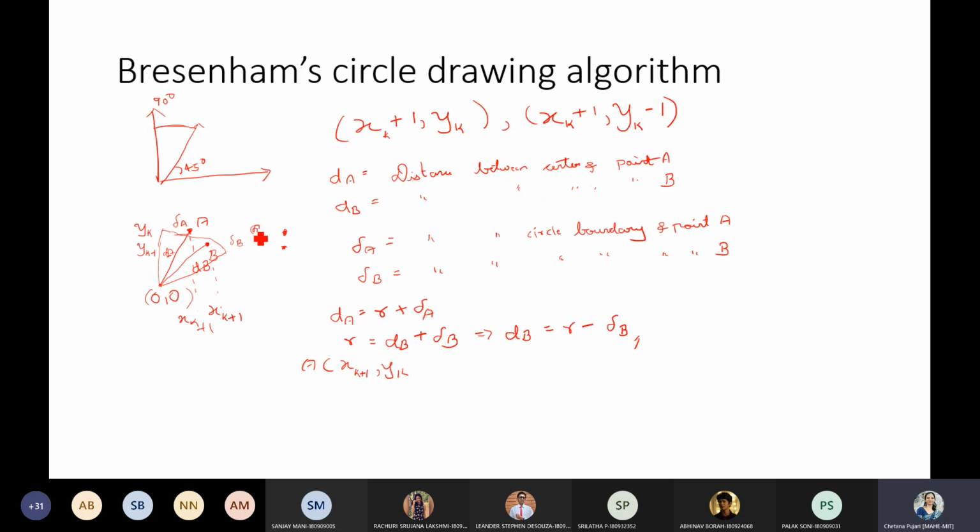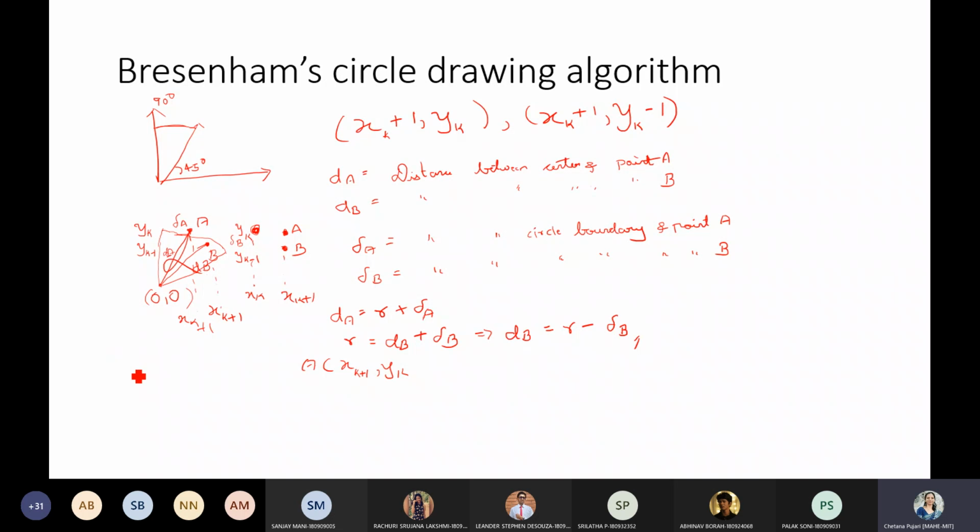Initially you are at this point. Now you have to make a decision whether to go with this point or this point. At this location, the initial point is xk, and the next point is xk plus 1. So just assume that these 2 points are in the same line. It doesn't look like that in this diagram, but these 2 points are in the same line. This is our point A, this is our point B. Just make a little modification to this diagram wherein you have these 2 points in the same line, and this is our yk, and at this point it will be yk minus 1.